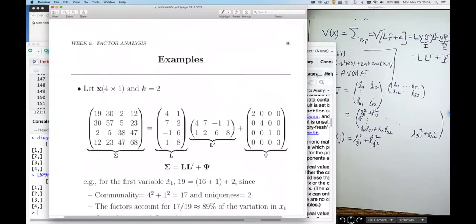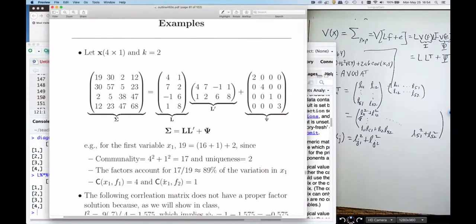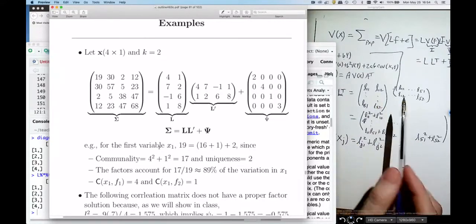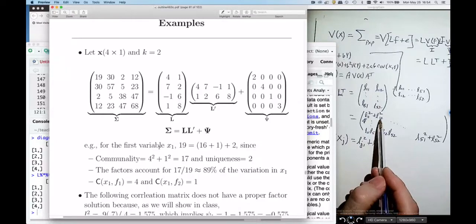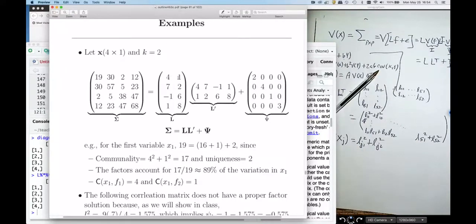So let's just go back to this problem here. If I take the sum of the squared loadings, so remember that's what I did over here, L11 squared plus L12 squared, so that would be 4 squared plus 1 squared, so that's 16 plus 1. That's the communality. So that's the amount of variance in x1 that is common to these two factors. Now, the 2 over here in my psi matrix is what is unique about the variance of x1.